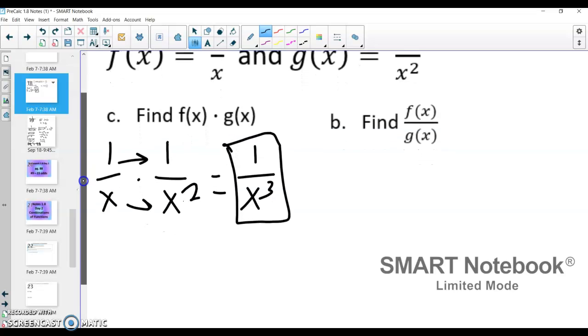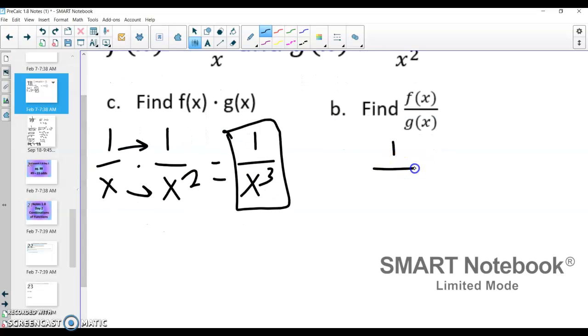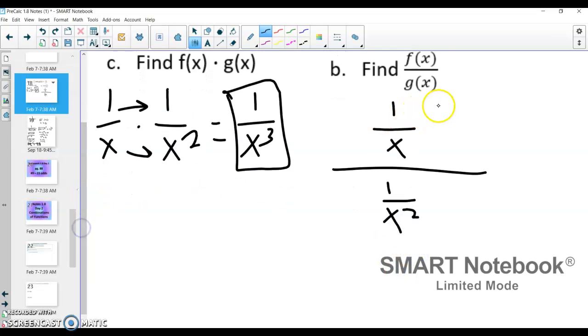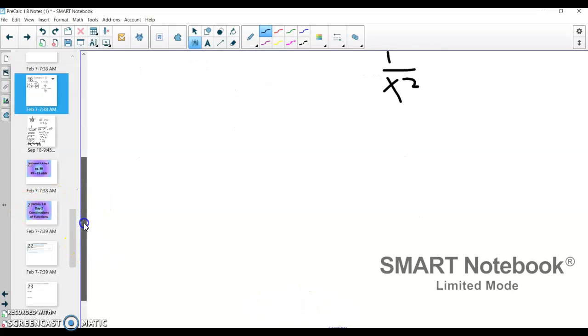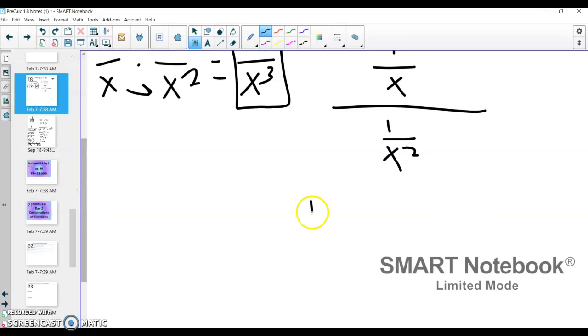More importantly, here's part B. You have f of x is 1 over x getting divided by 1 over x squared. This is a situation where I do keep, change, flip, which means keep the numerator, change the division to multiplication, and then flip the denominator. After you do that, you'll end up having 1 over x times x squared over 1. That's the keep, change, flip.